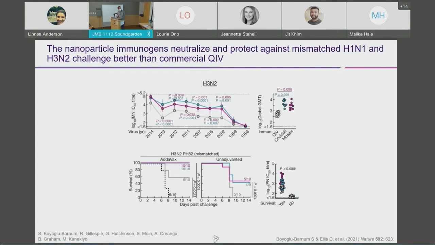We did mismatched challenge studies. So this is using an H3N2 from back in 1982. And we saw that both nanoparticle vaccines did a much better job at protecting mice from mismatched challenge than the seasonal flu vaccines, and that this seemed to correlate with neutralizing activity.